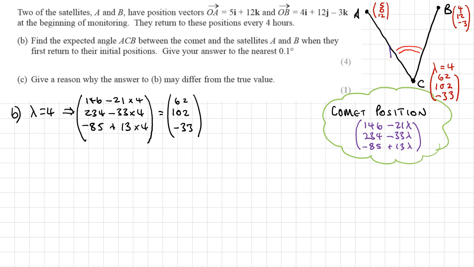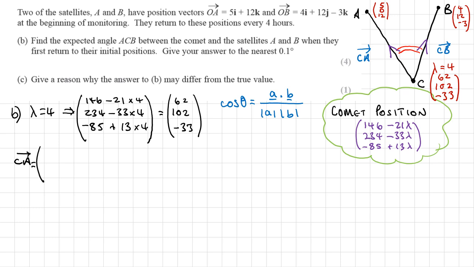So I want to find the angle here between these two satellites here and a comet. So the vectors need to be pointing away from there. So I need the vector CA and the vector CB. And I'll be using the cosine of the angle is equal to A dot B over the length of A times by the length of B. So let's start by looking at the vector CA.